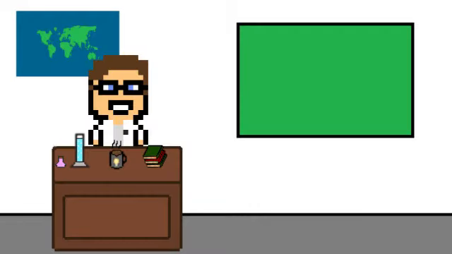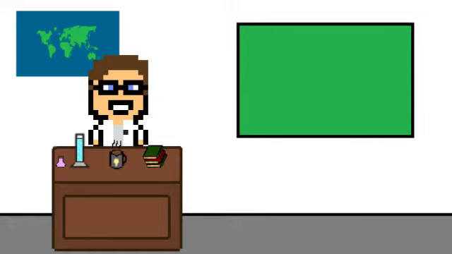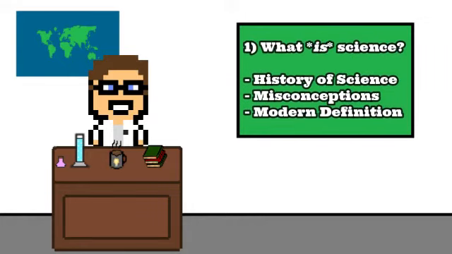So, it's a really big task to talk about the foundations of science. Therefore, we're going to break it down into two main halves. First, what is science? And second, let's talk about scientific literacy. Got it? Alright, so first, what is science? Let's break that part down into a few parts also: the history of science, common misconceptions about what science is, and finally, our modern definition.